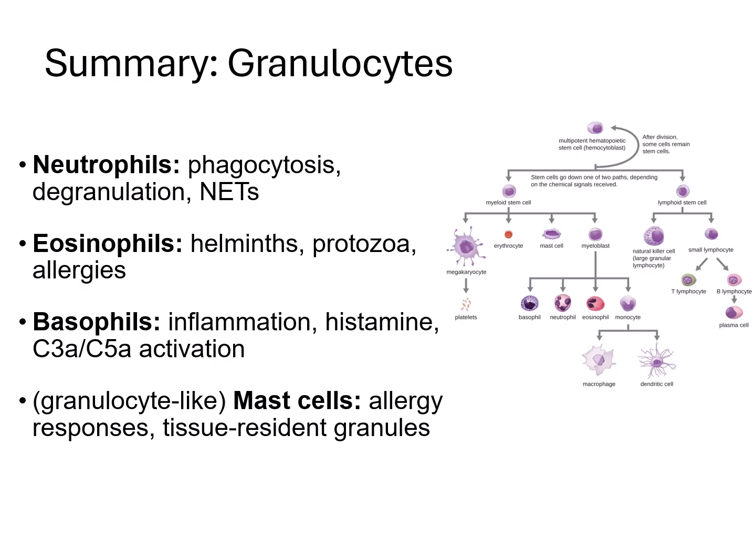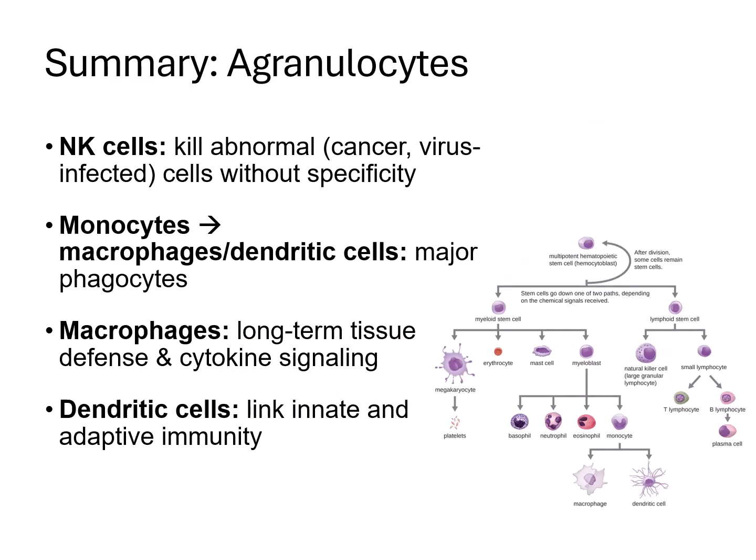All right, so a quick overview. We had our granulocytes, which included the neutrophils, eosinophils, and basophils. And we also included our mast cells in this discussion because although they're not granulocytes, they're granulocyte-like and behave very similarly to basophils. For our agranulocytes, we saw our natural killer cells that kill abnormal cancer or virus-infected cells non-specifically.